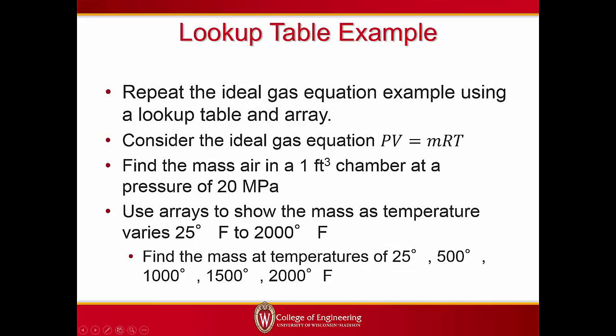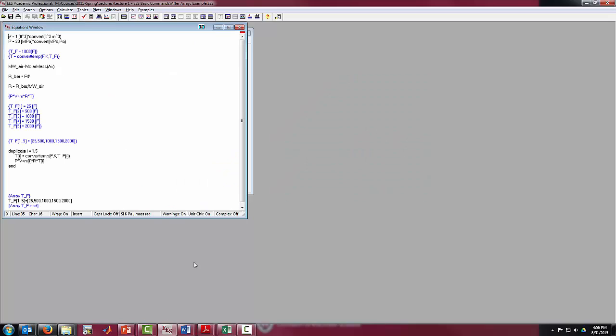So again, the best way to learn to use these is to look at example problems. So we're going to repeat the ideal gas example using a lookup table and an array instead of simply specifying an array. We'll look at the same values of temperatures, 25, 500, 1000, 1500, and 2000 degrees F, and find the values for mass. So let's go back to our EES code.